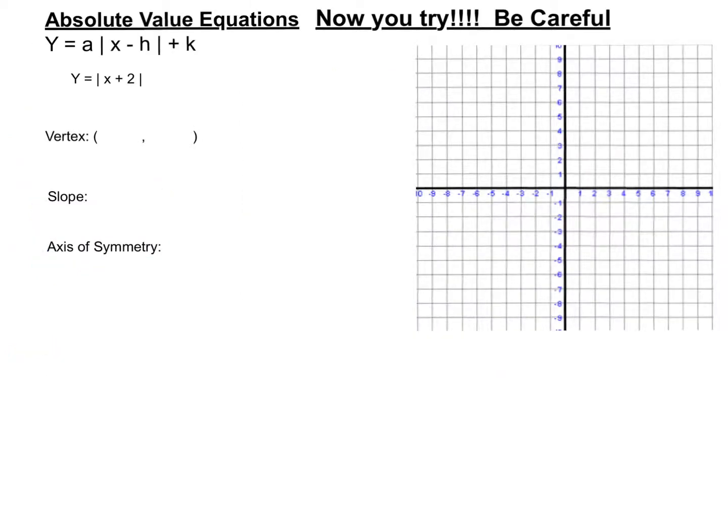So here's a trickier one for you to try. So like I say in the directions, be very careful. All right, I'm going to give you about a minute or so. So I'll let you try it out.